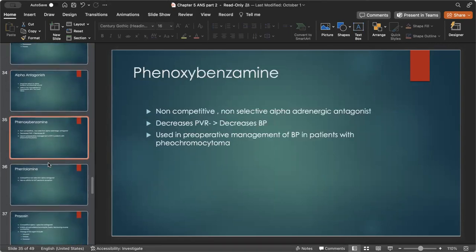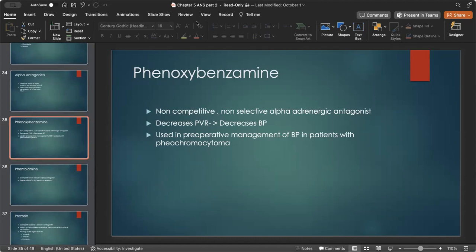But we have phenoxybenzamine, which is a non-competitive, non-selective alpha blocker. So it can work on alpha 1 or alpha 2. This is used for high blood pressure. Why? Because we're blocking the alpha receptor. So if we're blocking the alphas, we're going to have decreased blood pressure.